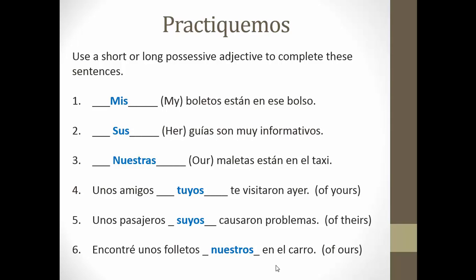Okay, let's look at one more concept. Please turn and look at section 4 of your note guide. Oh, before I forget, remember, if you wanted to clarify here to say her guides, you could have said los guías de ella. Also to clarify here, some passengers of theirs, unos pasajeros de ellos. So if you wrote that down instead, totally fine. You were just clarifying. If you had what's written in blue, perfect. That's correct as well.